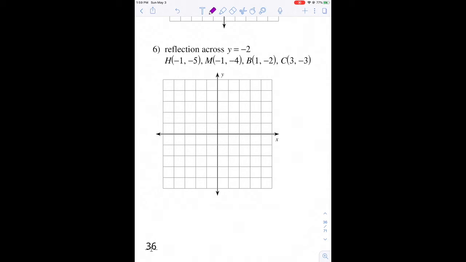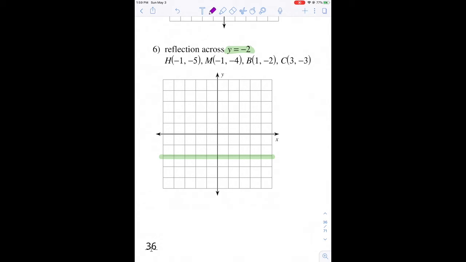So I'm looking at number 6 over here. And what's different about this one is it says to reflect across y equals -2. So instead of reflecting across the x-axis or the y-axis, we're reflecting over y equals -2. So I'm going to highlight that as my mirror. If y is -2, that means it goes across because y for each of those points is -2. The x value of each of those points changes, but the y value is always -2.